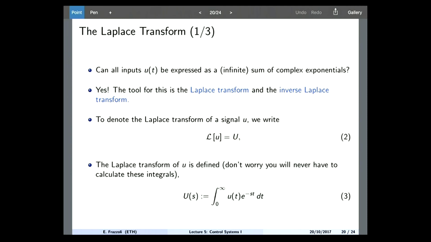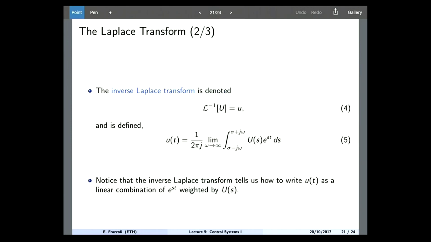How is this defined? Well, this is a transform, right? So what I do is I take my signal u, I multiply by e to the power minus st, and then I integrate over all time, okay? So as you can understand, once I integrate over dt, time disappears, t disappears from the right-hand side, and the right-hand side is just a function of s, right? So then we have transformed our function u, which is a function of time, to a function of s. That's what is called a transform, right?